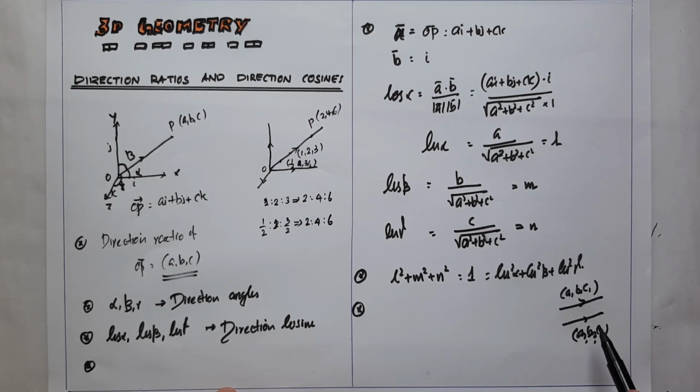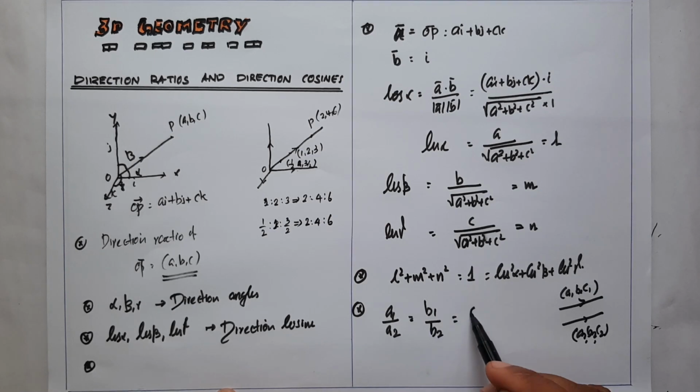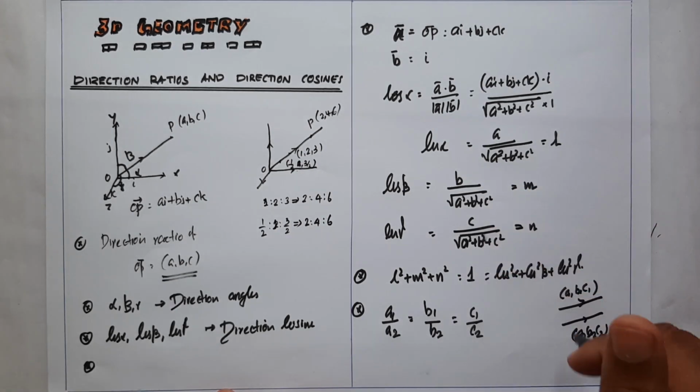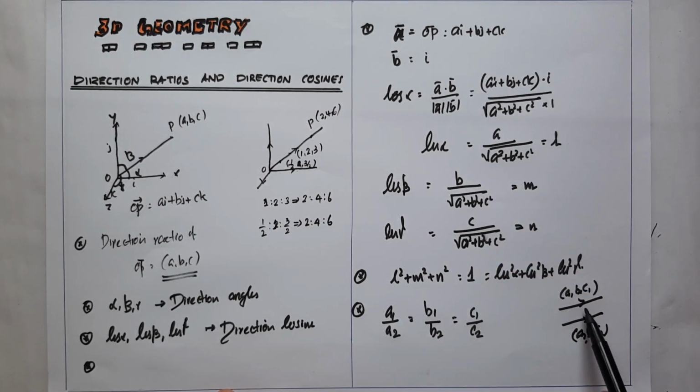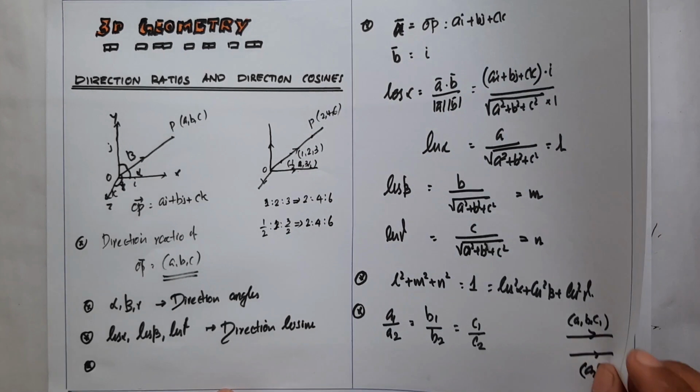Here two vectors are already given. These two vectors are parallel. Then the condition for parallelism is a1 divided by a2 is equal to b1 by b2 is equal to c1 divided by c2. If two vectors having direction ratios are given, the first vector direction ratio is a1, b1, c1 and the second vector direction ratio is a2, b2, c2. Since they are parallel, the condition is a1 by a2 is equal to b1 by b2 is equal to c1 by c2.